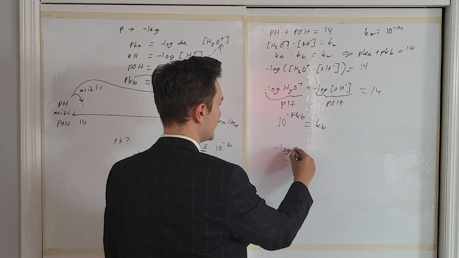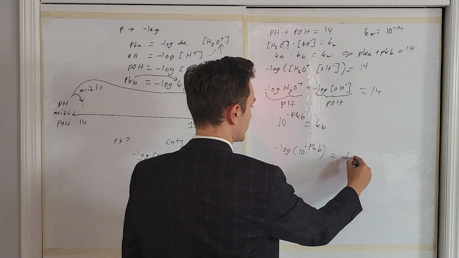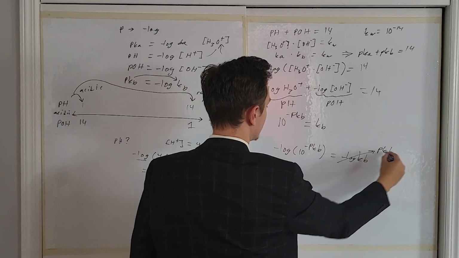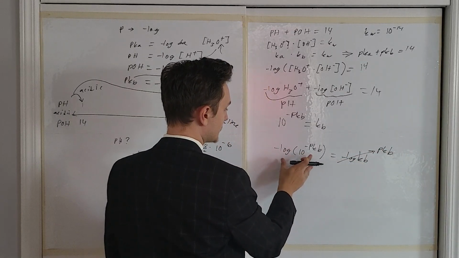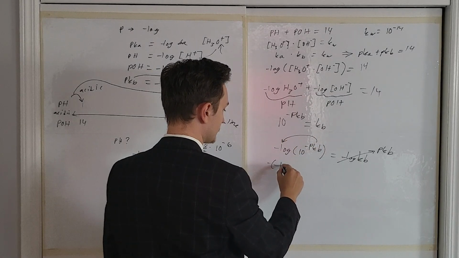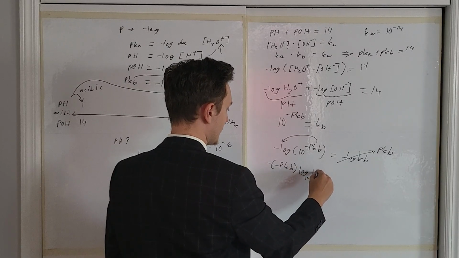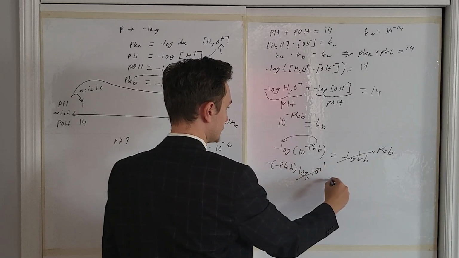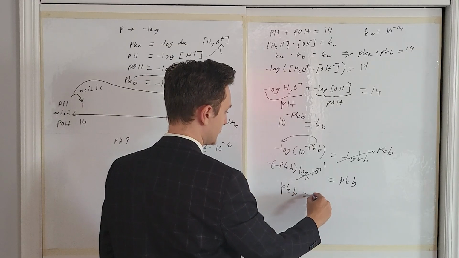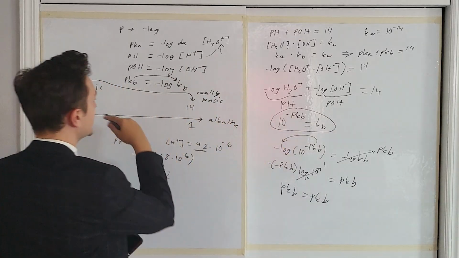The negative log of 10 to the negative pKb equals the negative log of the Kb, which we know is just the pKb. The negative log, because of log rules, we know that the exponent can come out in front as a multiplication, times the log base 10 of 10. Log base 10 of 10 is 1. Two negatives make a positive, so we get pKb equals pKb. So this is proof that this is how we undo the negative log.